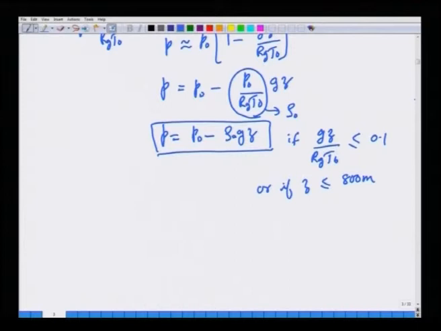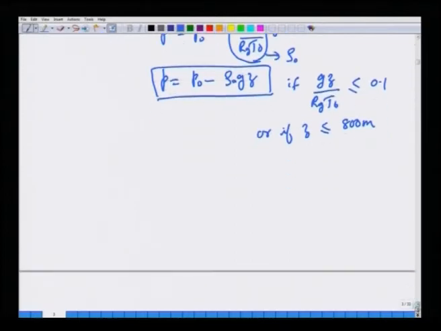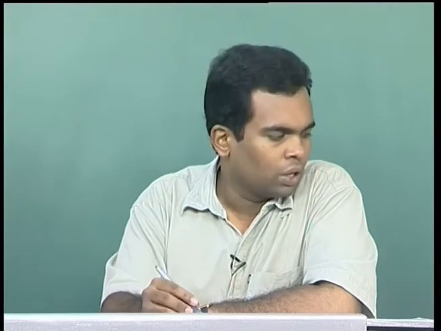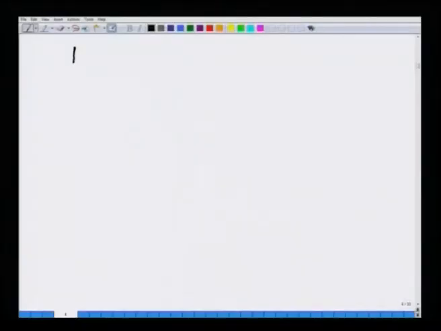Okay. So, the next thing we will do is to apply the fundamental equation of hydrostatics to what is called manometry. Manometry is that branch of fluid mechanics which deals with measurement of pressures.